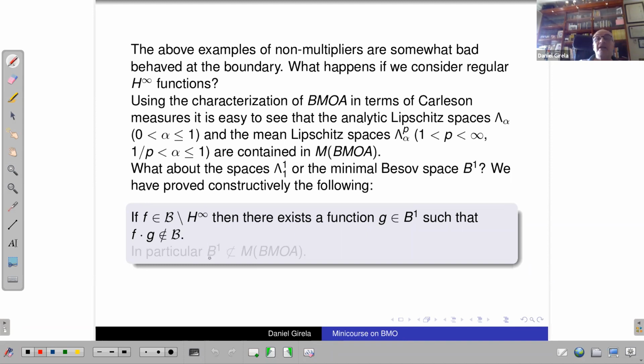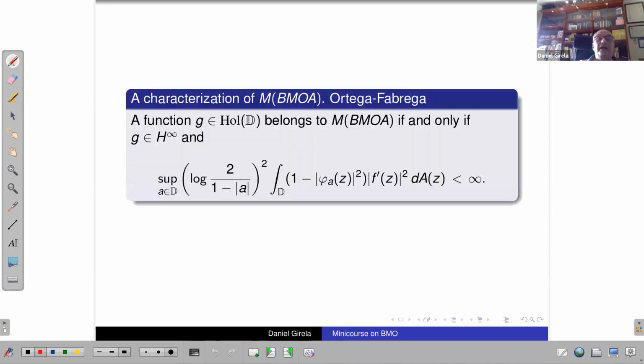Anyway, what I should say is that a characterization of the multipliers of VMO is known, and I guess it was first obtained by Ortega and Fábrega. The function G analytic in the disk is a multiplier if and only if G is in H infinity, plus an extra condition. We know that the multipliers of VMO have to be in H infinity. In general, for any space X the multipliers of X are contained in H infinity, but here it has to satisfy also this extra condition. I'm not going to get into the proof, but this condition is not completely easy to check on concrete examples.